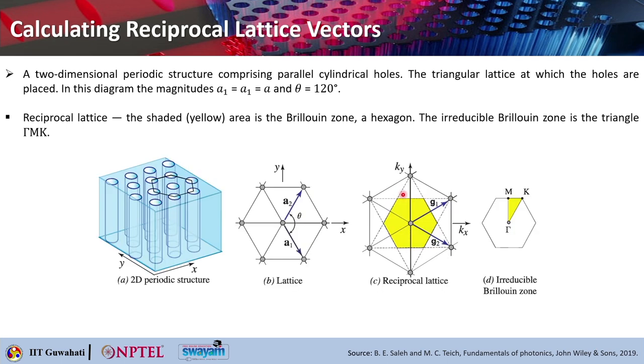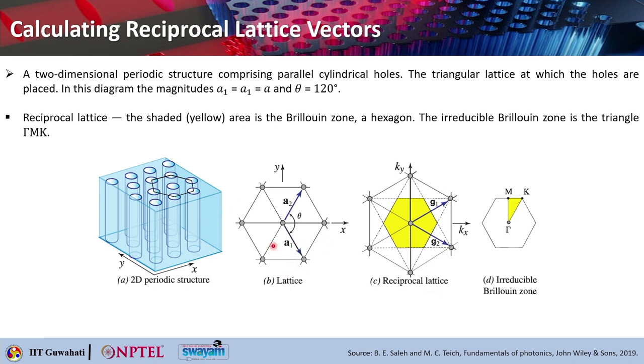Now, for calculating the lattice vectors, what you can see here is a two-dimensional periodic structure comprising parallel cylindrical holes. And what is the lattice pattern here? The lattice pattern is triangular or hexagonal, okay? So, at those lattice points, the holes are placed. So, here from the figure, you can say that a1 and a2, the two basic lattice vectors, are basically equal in length, okay? And the angle between them is 120 degrees, right?